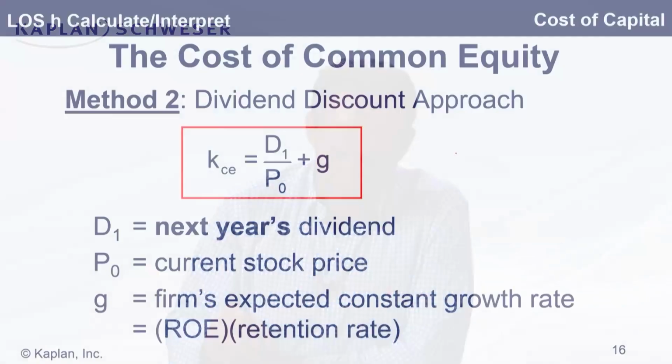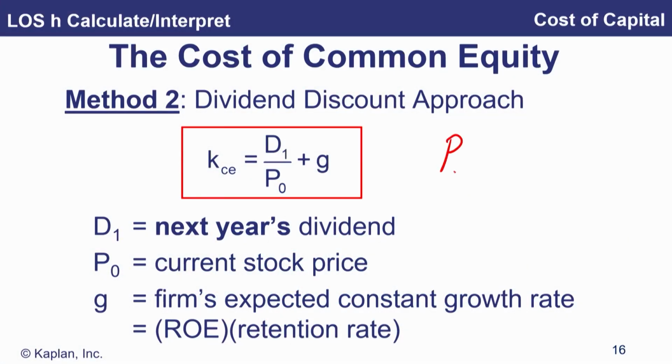Okay, our second method here we're calling the dividend discount approach. It's based on a present value model for a firm that pays a dividend that will grow at a constant rate forever. It's called our constant growth model. We'll also call it the Gordon growth model. But that model says, well, the present value of this stream of future dividends in the limit is equal to this.